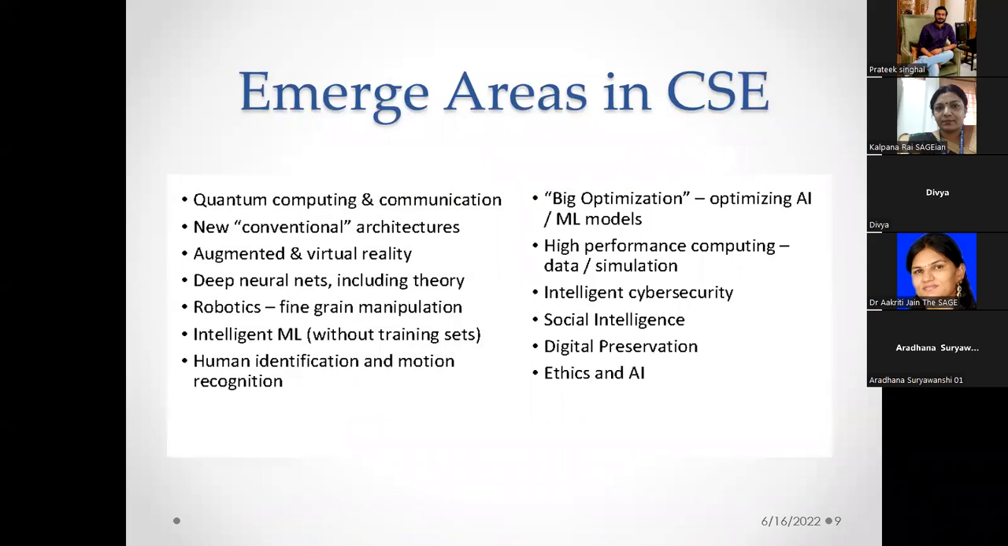Here you can find the emerging areas in CSE. Just as I have discussed, quantum computing and communication, then new conventional architecture, augmented or virtual reality, deep learning, that is deep neural networks, robotics, intelligent machine learning, then human identification and motion recognition, big optimization, high performance computing, intelligent cyber security, social intelligence, like that. So these are some emerging research areas.